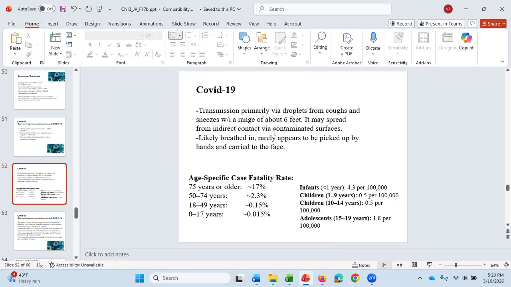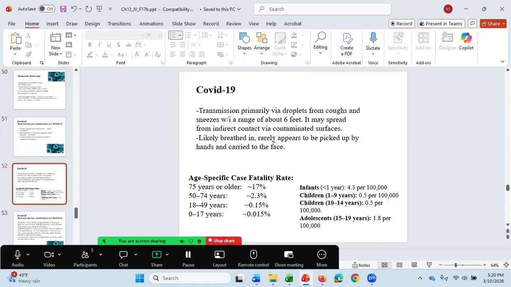It's most likely to be breathed in, and most likely if you're within 6 feet of someone who gives off droplets containing COVID-19. And usually if you pick it up from a counter or some object, you pick it up on your fingers and then you self-inoculate a mucous membrane in your face.